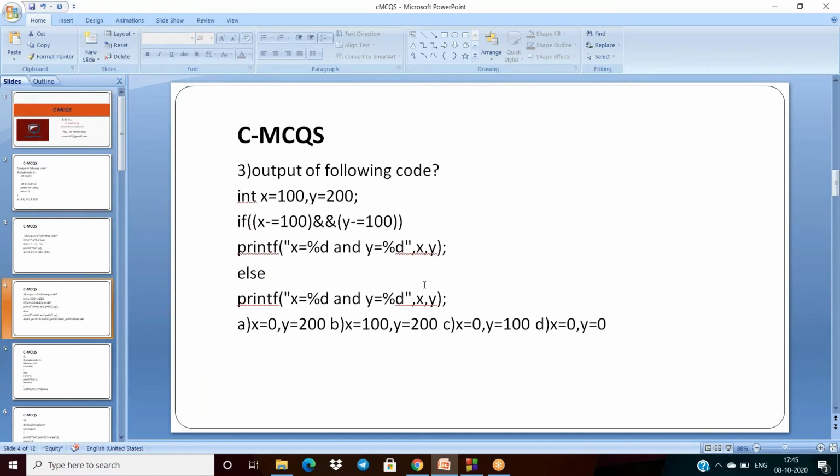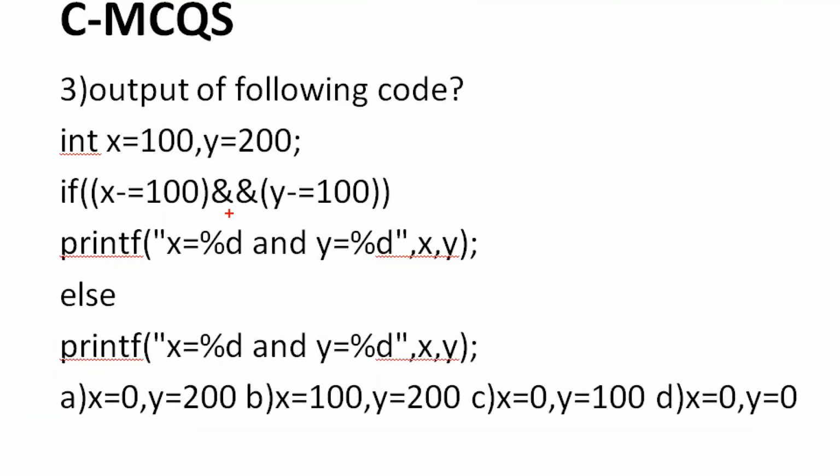So coming to the next question. What is the output of the following? I am giving x = x - 100 and y -= 100. Generally, x - 100 means 100 - 100, which is 0. 0 represents false here.